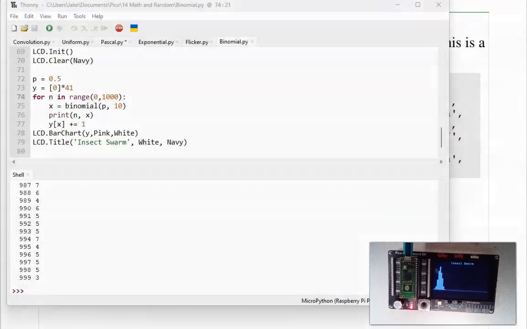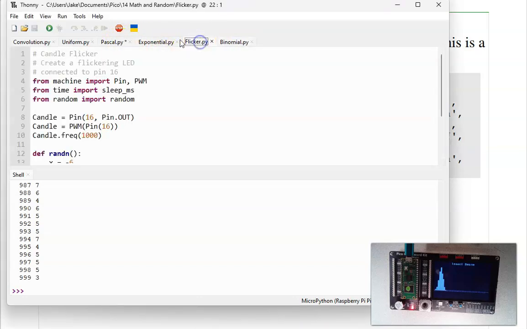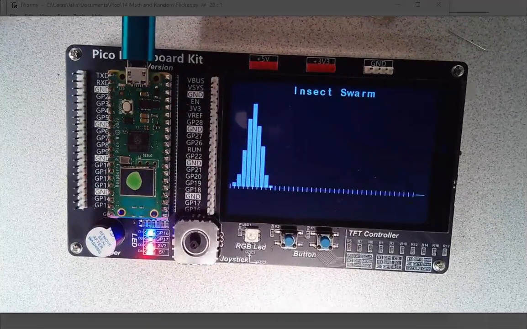That's a PDF. We'll look at other distributions like exponential, Pascal, binomial, and finally, we'll look at how to use a normal distribution to simulate a candle flickering. So here, GP16 would be simulating a candle flicker. So that's where we're heading.